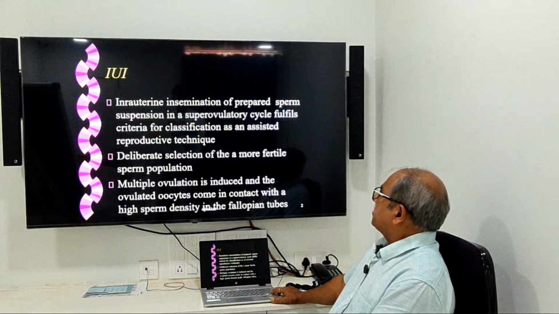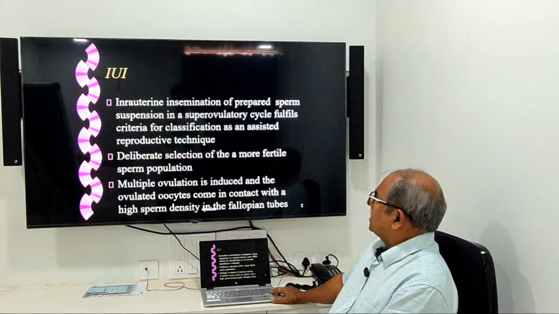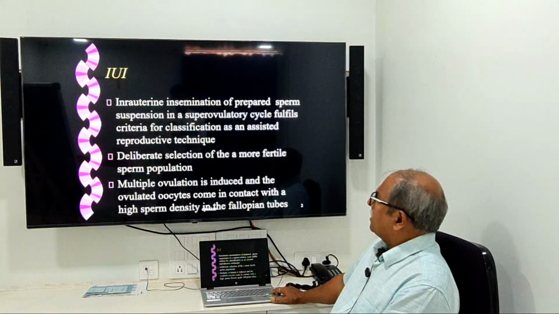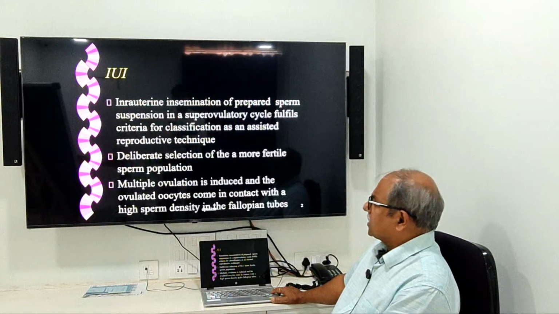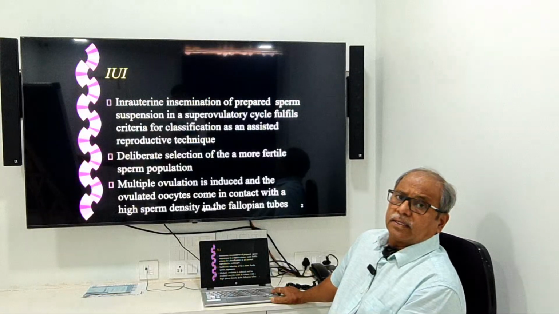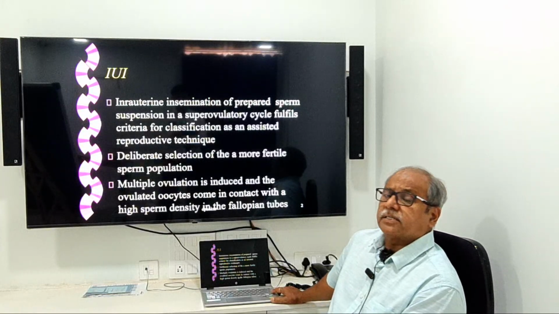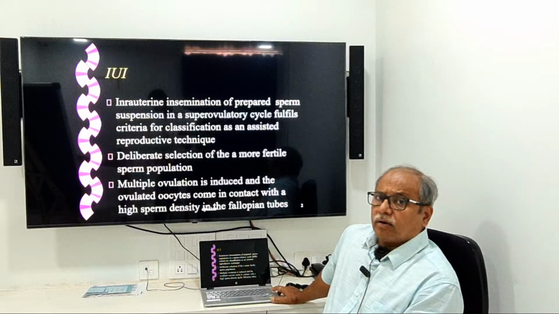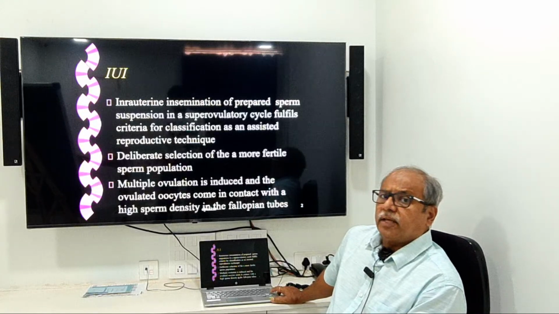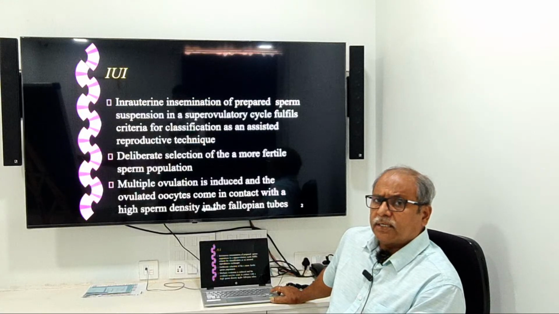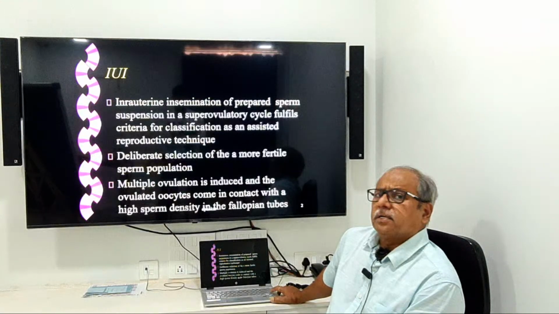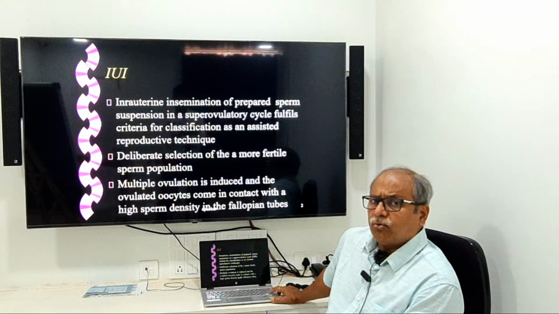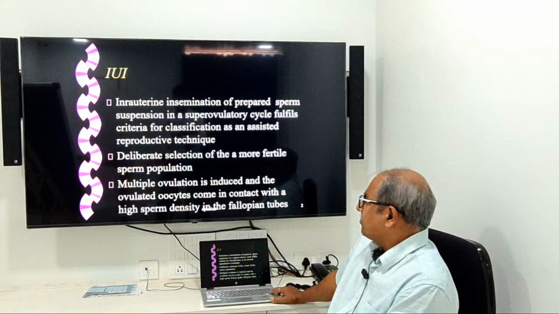Intrauterine insemination of prepared sperm suspension in superovulatory cycles fulfills criteria for classification as an assisted reproduction technique. Again, this is a part of assisted reproduction technique. The modern law says that it is a level 1 clinic, you have to get registered. It is not very difficult to get registered, but it is better to get registered to do IUIs and better to do sperm preparation on your own.